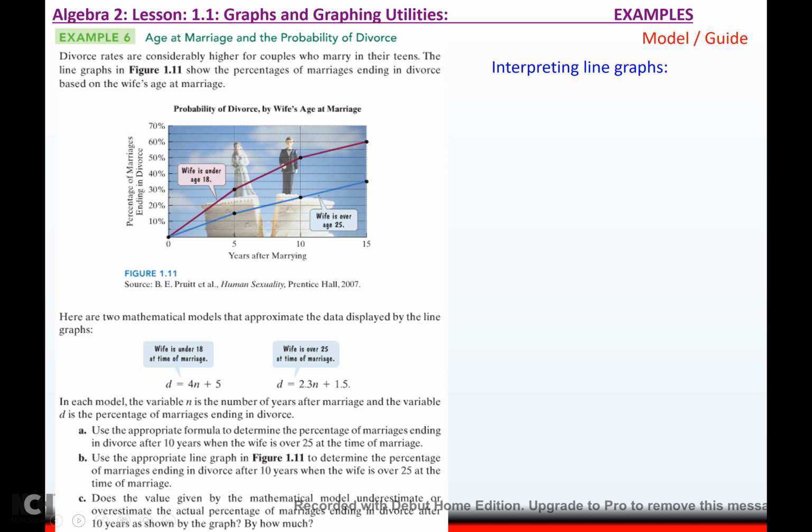Alright, reading line graphs. They're giving you two mathematical models that approximate the data displayed by the line graphs up here. Here's for under 18, that would be the red line. Here's for over 25, that would be the blue line. For A, use the appropriate formula to determine the percentage of marriages ending in divorce after 10 years when the wife is over 25. So they're telling me to use this equation and change n to 10.